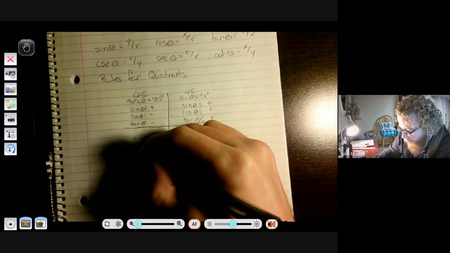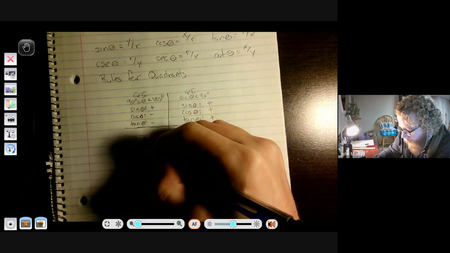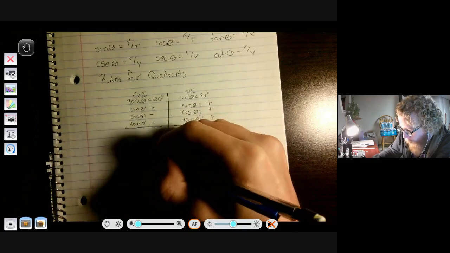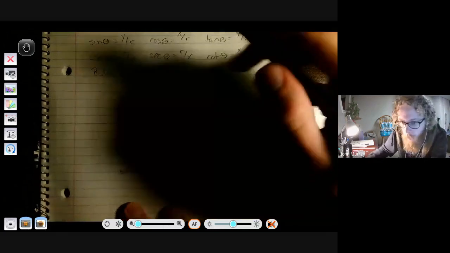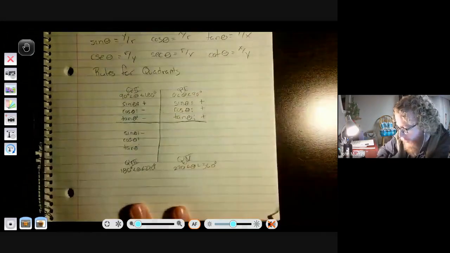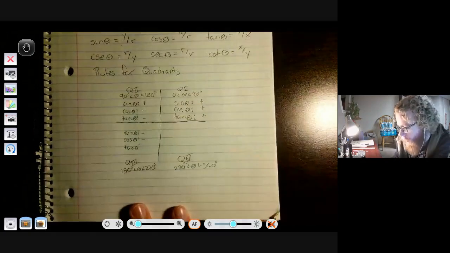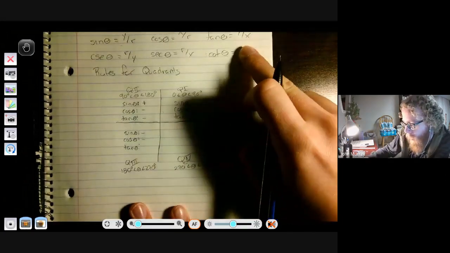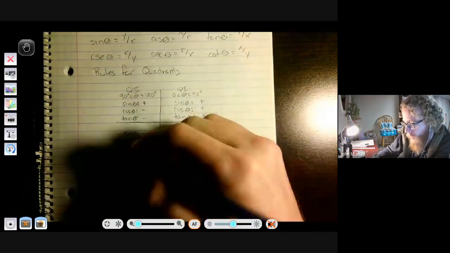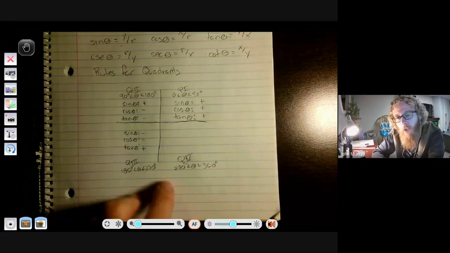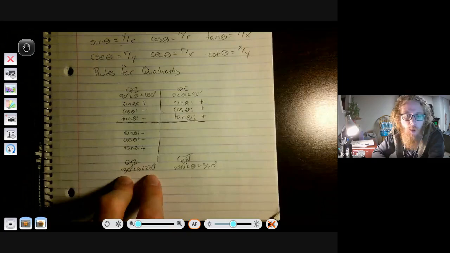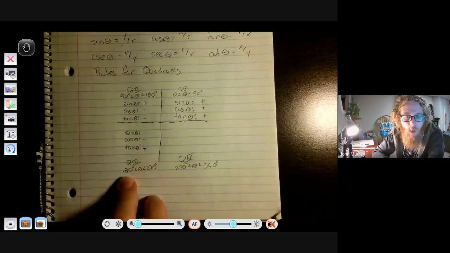In our third quadrant, this one's special because both the x and y are negative down here. So that means my sine is going to be negative, my cosine is going to be negative. But for tangent, I'm going to have a negative y over a negative x, which makes tangent positive in the third quadrant. So any angles between 180 and 270 degrees, your tangent is going to be positive.